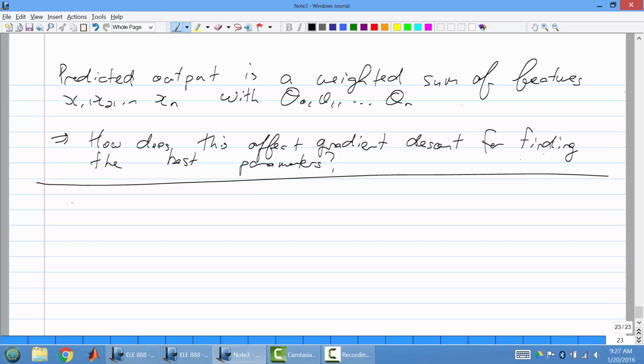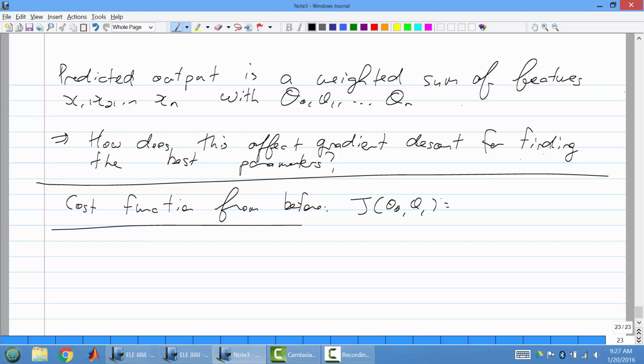If you remember, this is the cost function from before. This was only dealing with 2 parameters, theta 0 and theta 1. This is the mean squared error, right? You have to square the differences because it makes the cost function convex. If you don't do that, then it's non-convex and you won't get a unique minimum. So that's the whole reason why you square it.